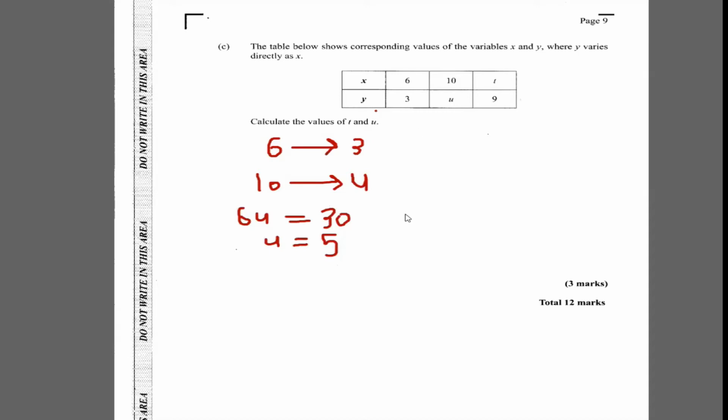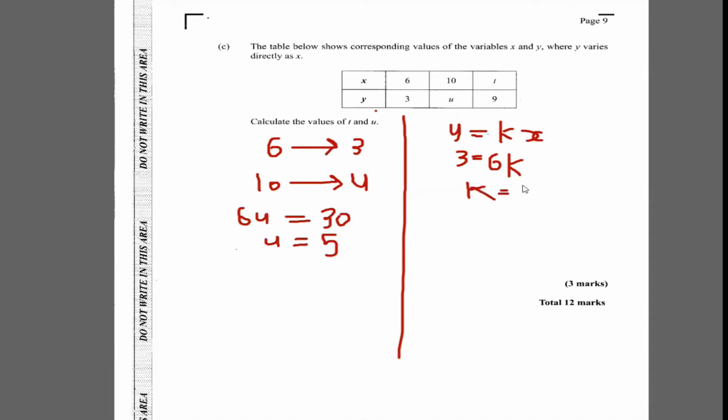All right. The alternate method of doing this is you could have said that y is equal to k times x, since they're directly proportional to each other. If y is equal to k times x, when y is 3, then it's equal to 6 times k, because x is 6. So 3 is equal to 6k, and so k equals a half.